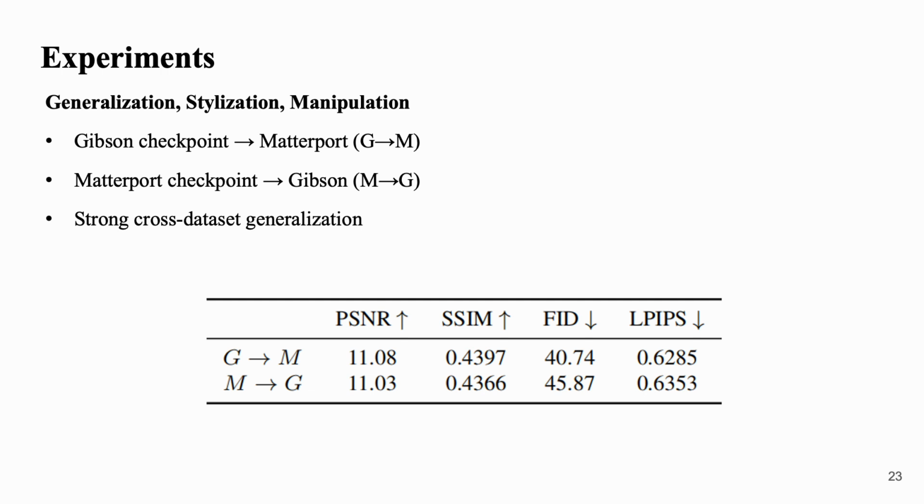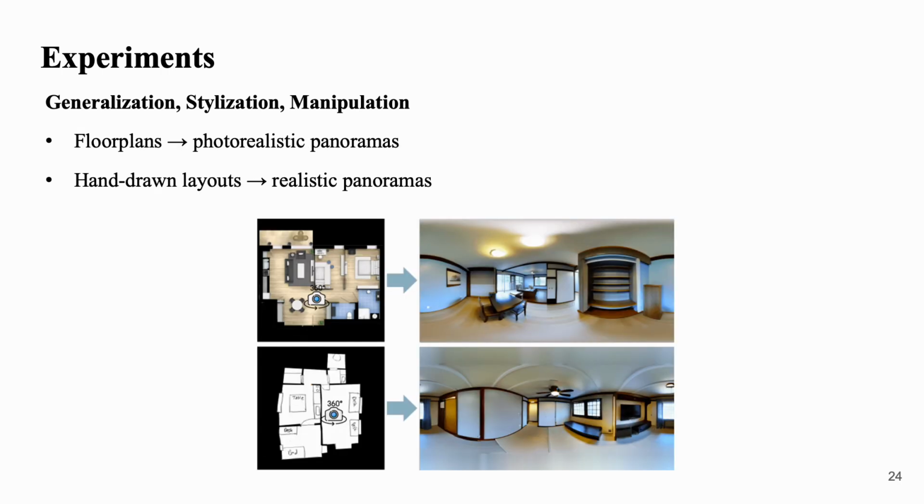Next is generalization. Train on Gibson, test on Matterport3D, and vice versa. Structure holds and the texture remains plausible. This is evidence that the geometry prior is dataset agnostic. Whether the floor plan is sketched or software designed with color, our method runs reliably and yields realistic panoramic images.